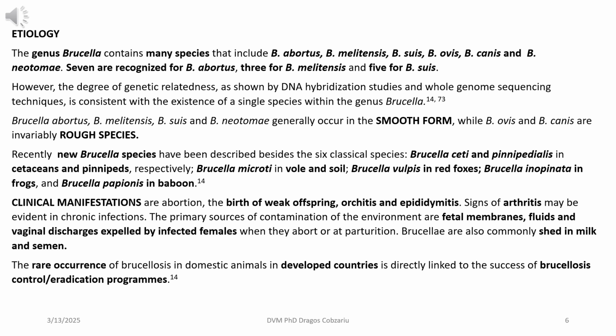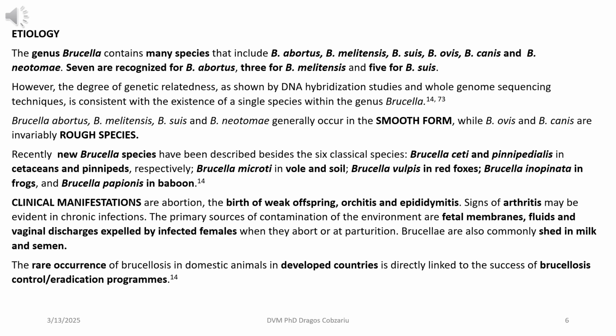Clinical manifestations are abortion, the birth of weak offspring, orchitis and epididymitis. Signs of arthritis may be evident in chronic infections. The primary sources of contamination of the environment are fetal membranes, fluids and vaginal discharges expelled by infected females when they abort or at parturition. Brucellae are also commonly shed in milk and semen.